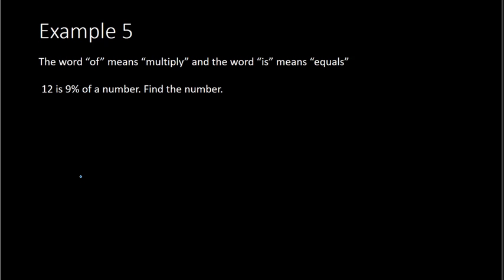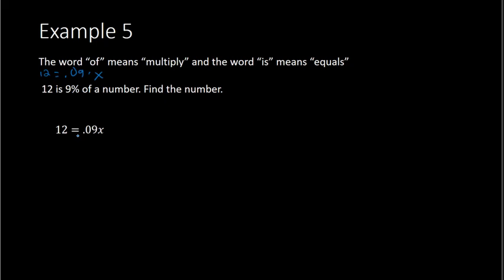Example 5. 12 is 9% of a number. Find the number. Once again, we can convert this into math notation. We have the number 12. The word is means equals. 9% would be the same thing as 0.09. Then of means multiply. And then a number is unknown, that will be our x value. So my equation is 12 equals 0.09 times x.